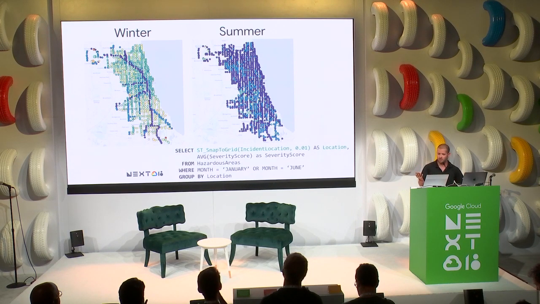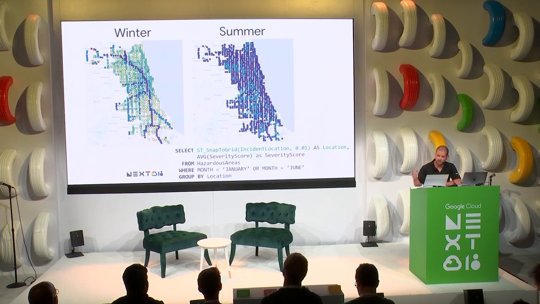I can immediately see a big difference between the winter and the summer and these particular days here. So there's probably something that I can do with a model that I'm going to be building in BigQuery to start to predict these things before they happen and see what kind of relationships there are, mathematically, between weather and the hazardous driving areas.